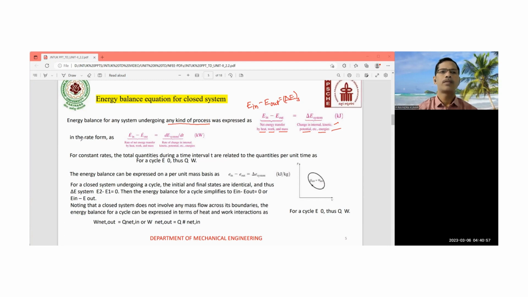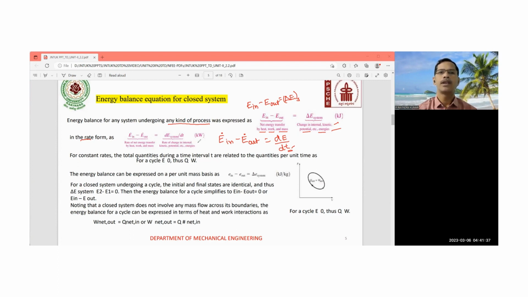Whereas in the rate form, that means with respect to time. So with respect to time, you have to represent the energy entering, that is E dot in, minus E dot out, is equal to the change in energy, dE by dt. So that's why when we call it a rate, the time is going to appear, right? So E dot in minus E dot out is equal to dE by dt.